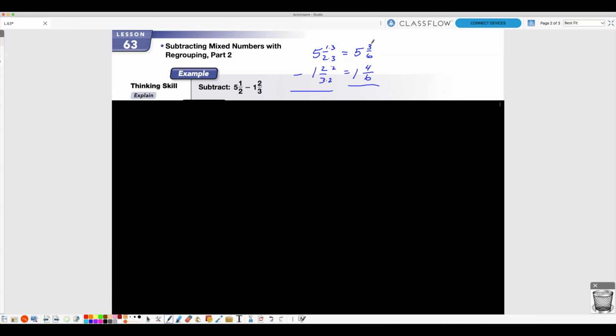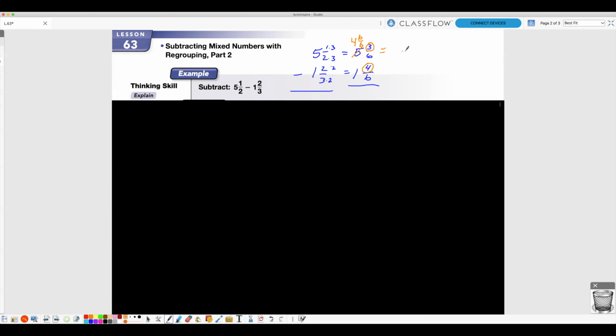Now, if I was to subtract these, notice that I have to do some regrouping here because this 3 and this 4, I can't take 4 from the 3, so I have to borrow. I'm going to change this to 4. In this case, I've got the denominator of 6, so I'm going to take 1 away, which will be 6/6, because that's equivalent to 1. 4 and 6/6 is like 4 plus 1. 4 6/6 is the same as 5. Now I have 4 6/6 plus this 3/6.